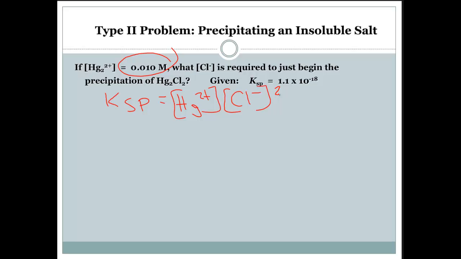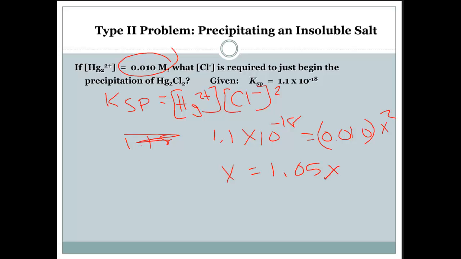So that means 1.1 times 10 to the negative 18 is equal to mercury, which we know is 0.01, times x squared, and x being chlorine. Divide and take the square root, and we find that we need 1.05 times 10 to the negative 8 to make a precipitate. Now it actually says to just begin, so we need right at that amount or lower.